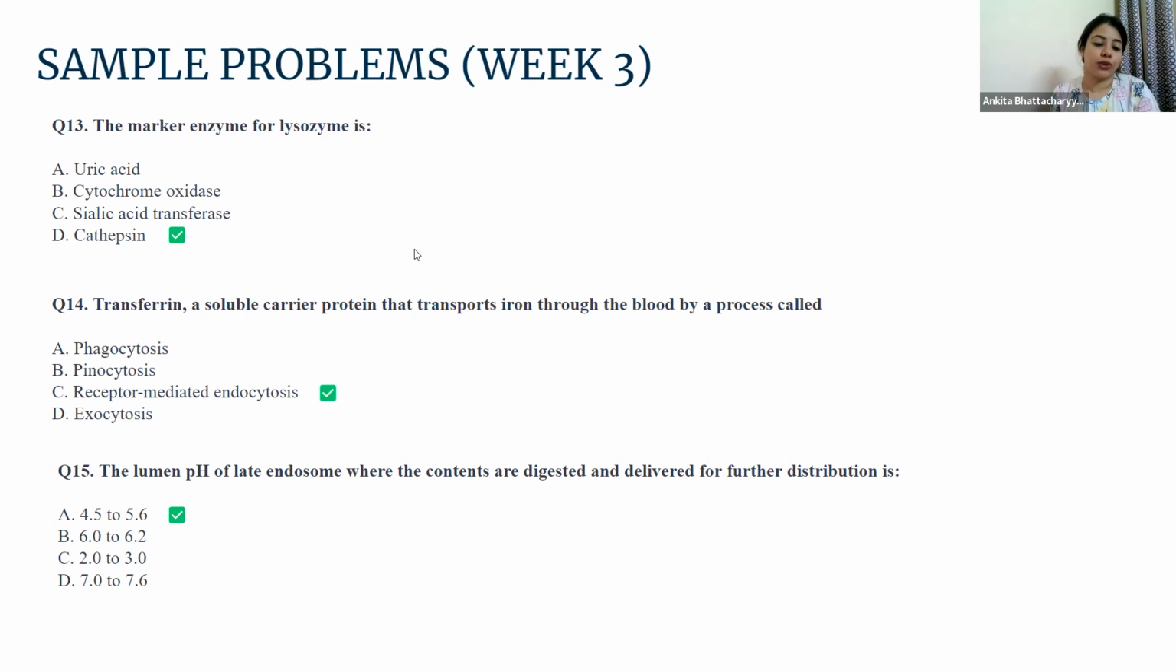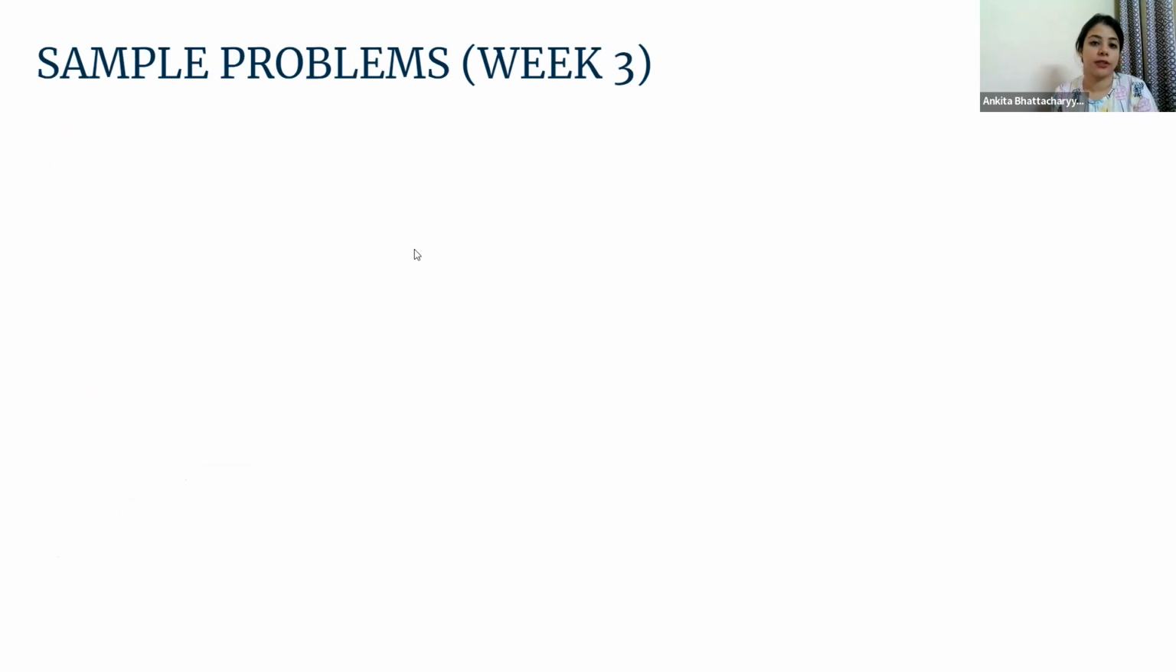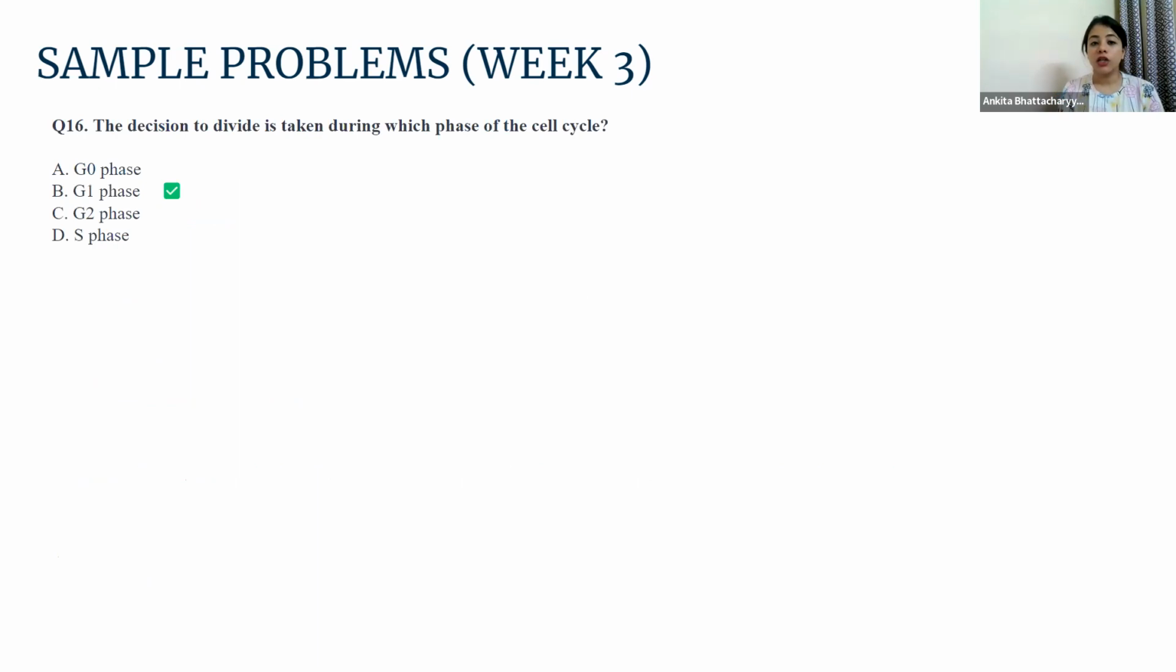Then we come to question number 16. When we are talking about the decision to divide, the question is asking, when is this decision to divide taken during the cell cycle? Or which phase of the cell cycle is this decision actually made? If you remember the cell cycle, there is the G0, which is the quiescent phase. Then there is the G1, S, G2, and the M phase.